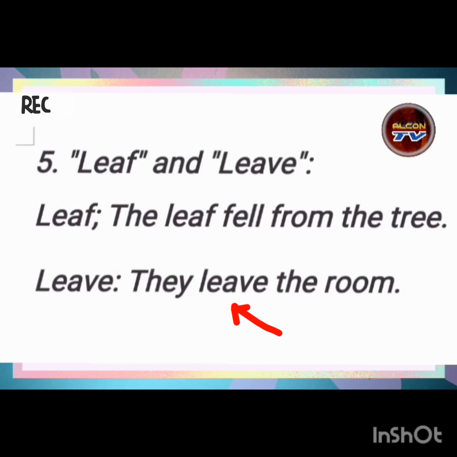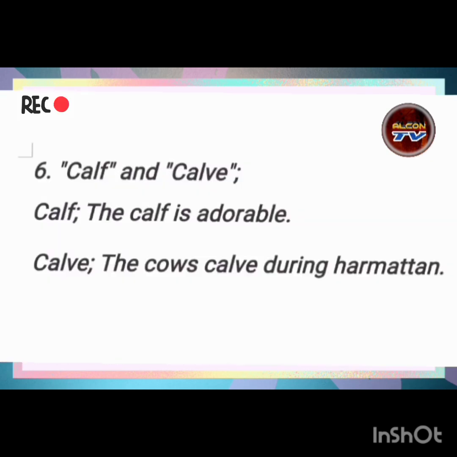The next example, you have calf and calve. You say, for example: The calf is adorable. When it is a verb, it now changes to calve. You say: The cows calve during Harmattan.